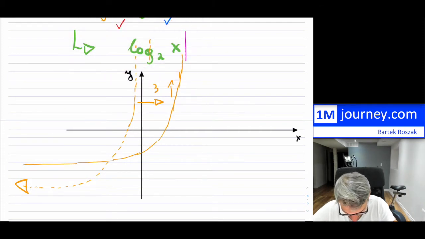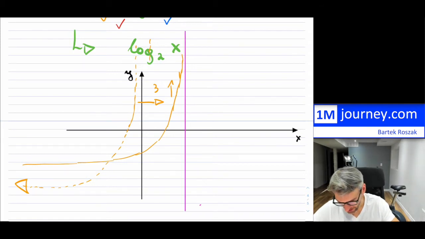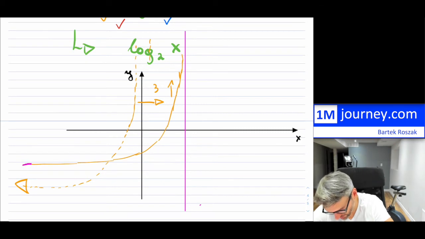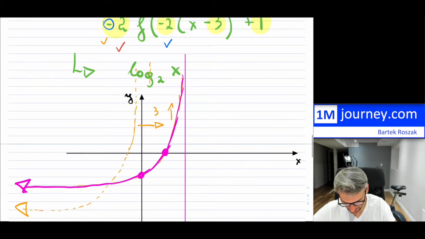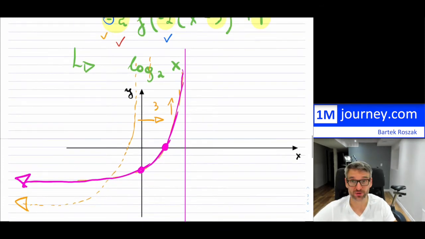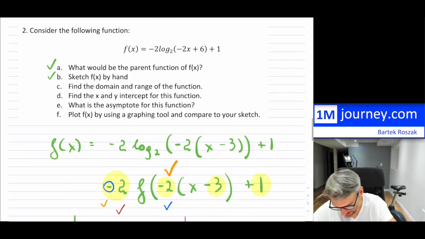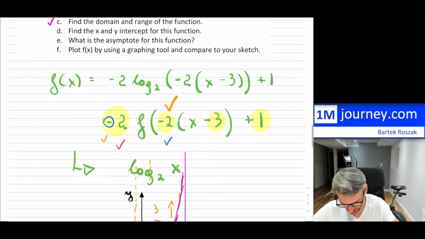Okay, so it's going to have some asymptote right there. We're going to have to try to find that. So this is kind of our sketch. This is kind of how it looks. We're going to try to find this point and also this point, and then we're going to try to find that asymptote as well. I do believe here it says find the domain and range of the function.